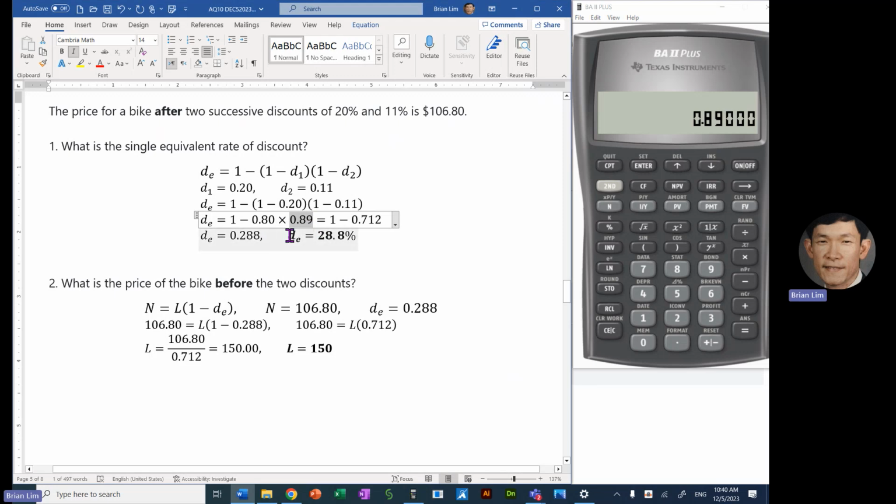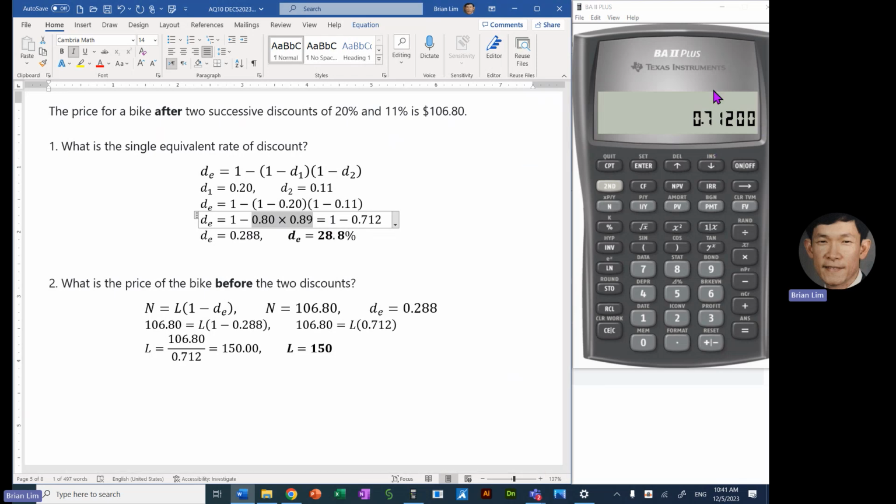Seeing we have the 0.89 already up on the display, we can just go ahead and multiply that number by 0.8. You could put in the 0 if you wish, it's not necessary. And that gives us 0.712, which is this number right here. Now that number has to be subtracted from 1, because that is how the formula works. You have to multiply those two decimals, 0.80 times 0.89, and then subtract them from 1.